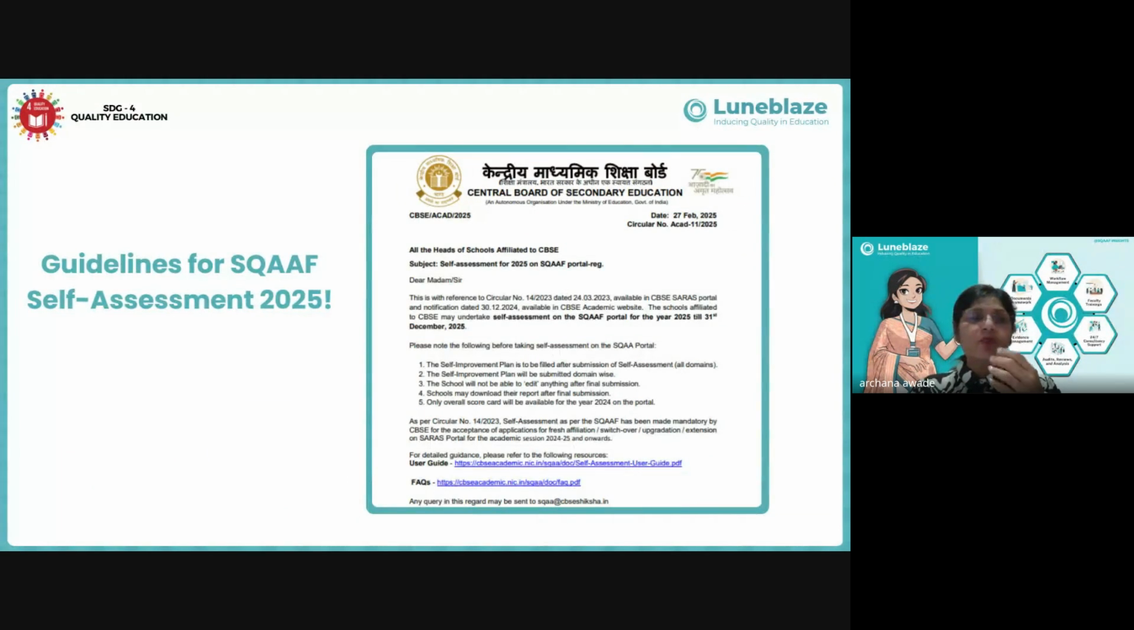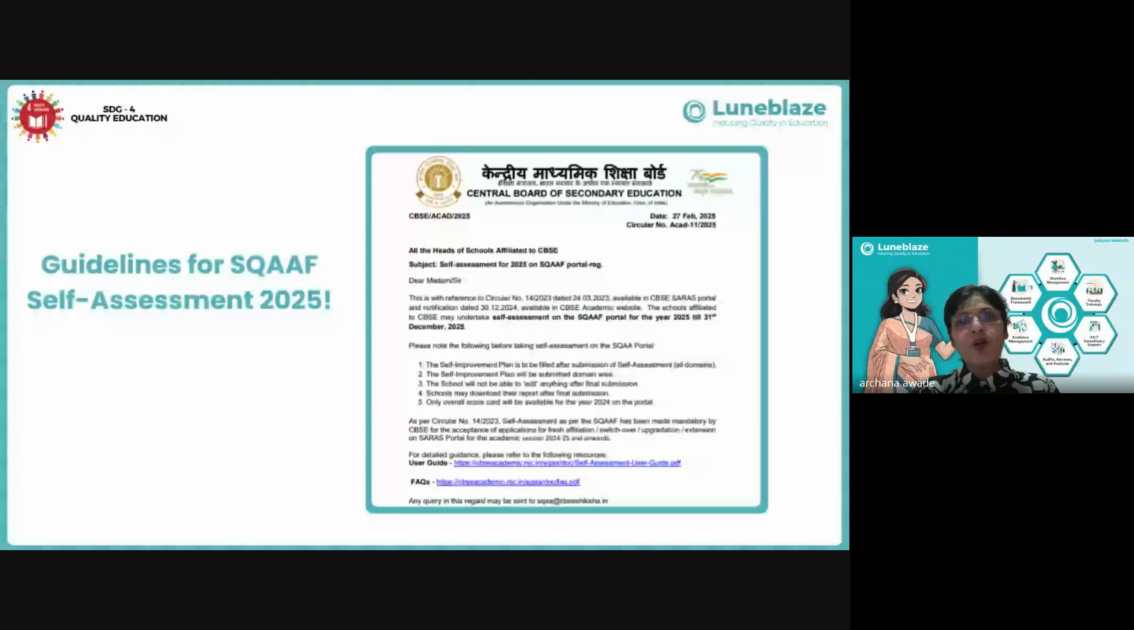As per the CBSE circular issued on 27 February 2025, every CBSE affiliated school is now required to conduct and submit a complete self-assessment under the School Quality Assessment and Assurance Framework, which is nothing but the SQAAF framework. What this circular specifies: mandatory self-assessment for all CBSE schools. Preparation of documents and evidences: schools are required to organize and submit 1,500 plus documents across the 7 SQAAF domains.